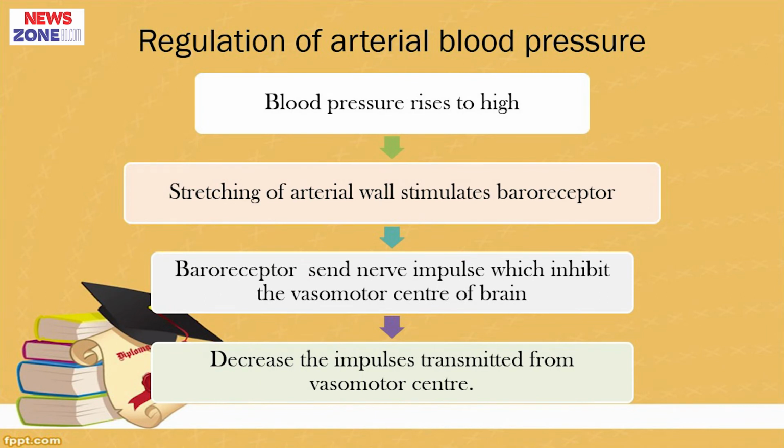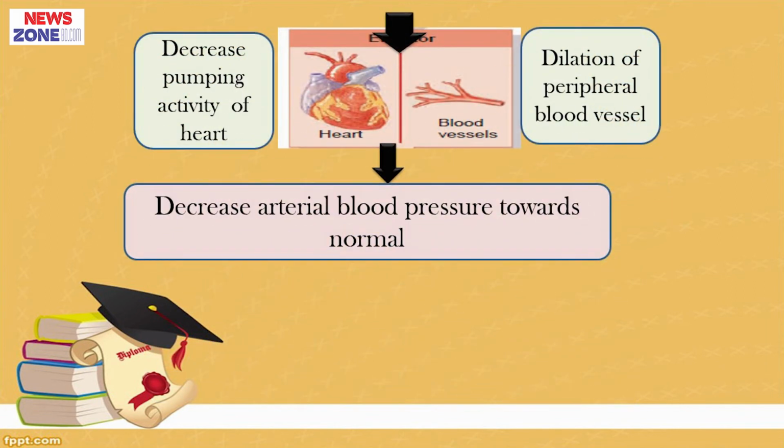When blood pressure rises, stretching of the arterial walls stimulates the baroreceptors, and then the baroreceptors send a signal to the vasomotor center of the brain. That decreases the impulse transmission from the vasomotor center, which decreases the pumping activity of the heart and also dilates the blood vessels, and this decreases the blood pressure towards normal.